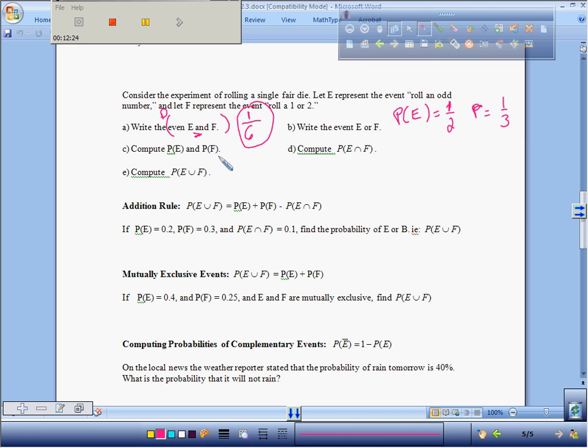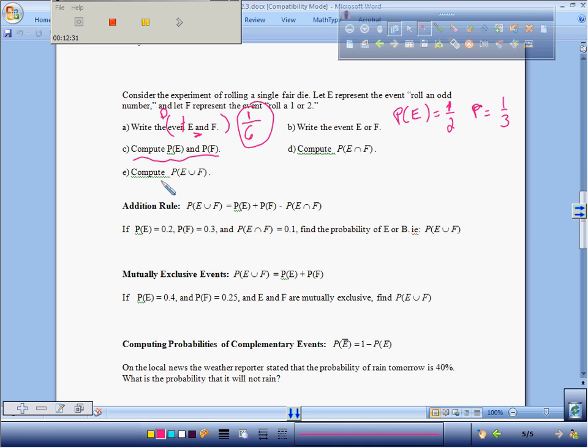Oh, that's this one. Yeah. Whoops. It's supposed to say event. Write the event E and the event F. Compute E or F. How would I do that?